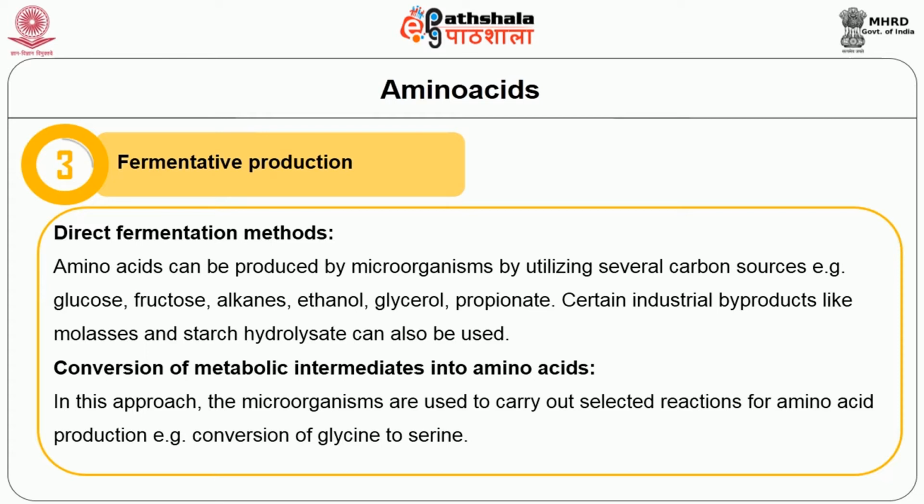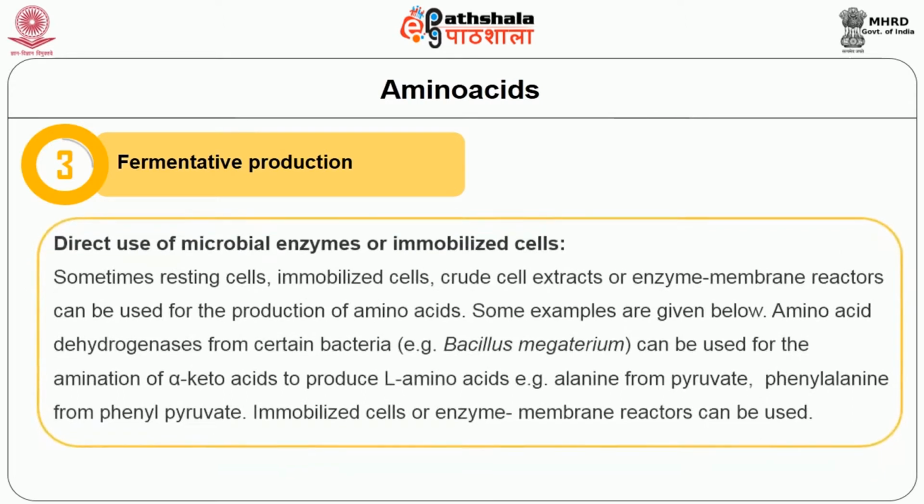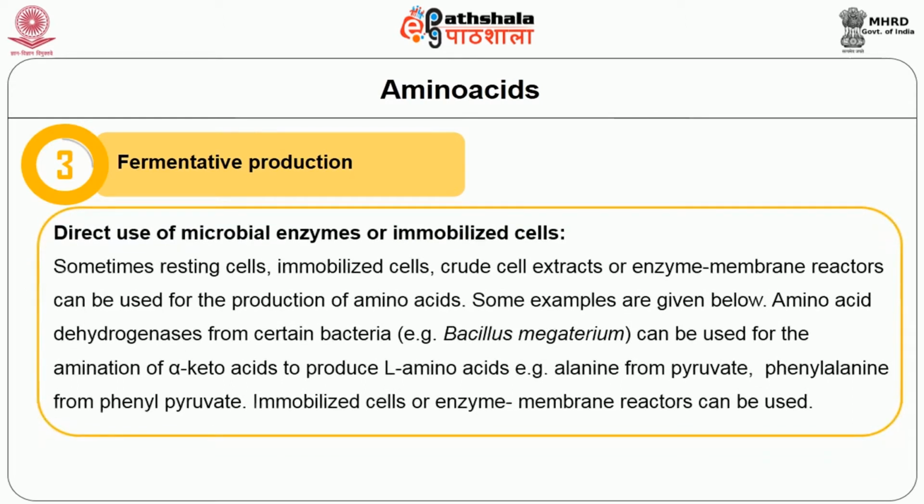And second approach is the conversion of metabolic intermediates into the amino acids. In this approach, the microorganisms are used to carry out selective reactions for amino acid production. Example, conversion of glycine to serine. And the third approach is the direct use of microbial enzymes or immobilized cells. Sometimes resting cells, immobilized cells, crude cell extracts or enzyme membrane reactors can be used for the production of amino acids. Some examples are given below.